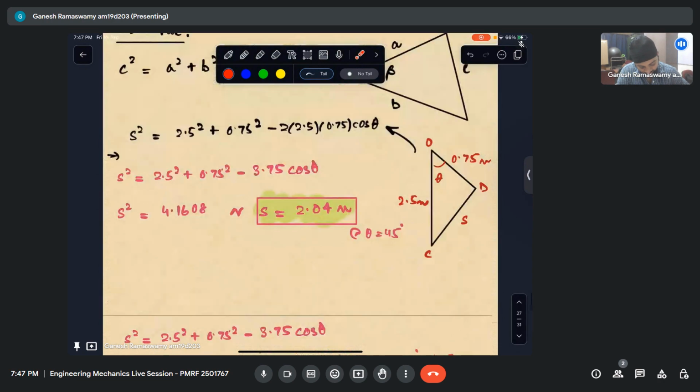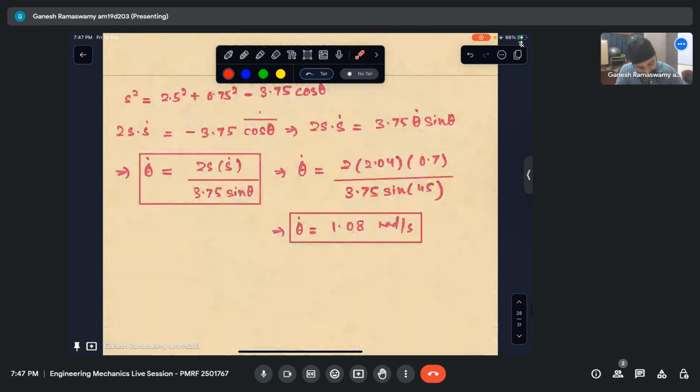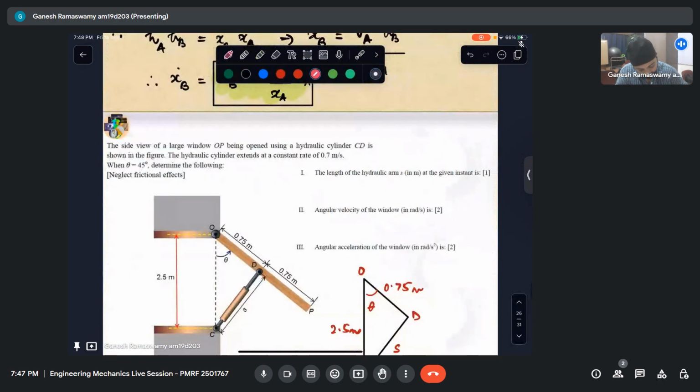So if I take this equation, I have this as one of the answers. This came out as 2.04 meters, and this has come out as 1.08 radians per second. Now let us see what theta double dot is.